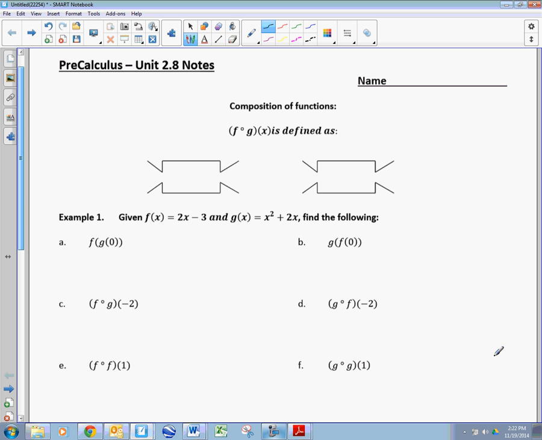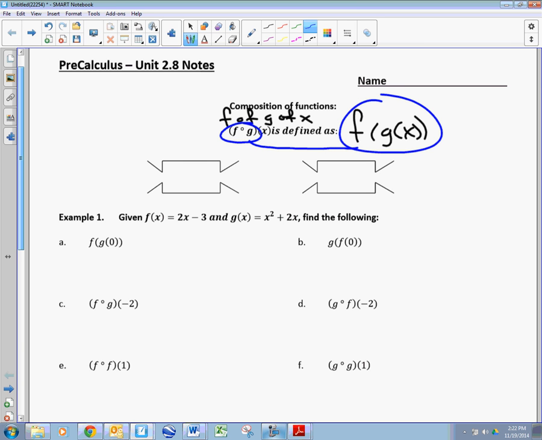F of g of x. That's what that means. F of g of x. That's another way of writing it, okay? So these are synonymous with one another. This and this are the same, okay? No, that is not the same.